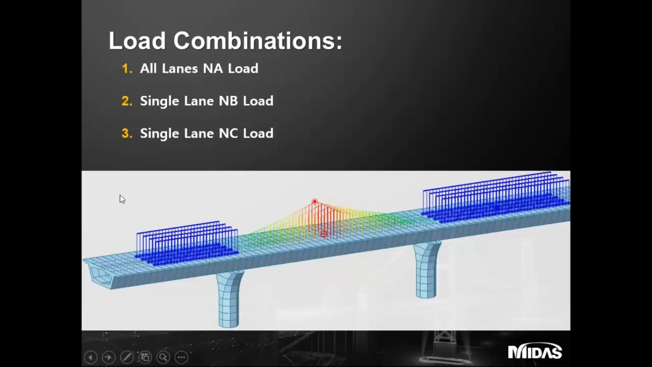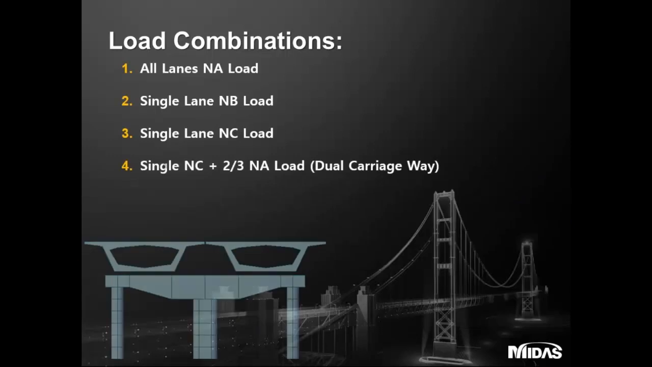And then simple NC load. So NC load, the code says that it has to be at the center of the carriageway and with 1 meter offset on either side. So you could just define one lane at the center of the carriageway, or if it is some other profile, then that can also be defined and the software will load automatically. Also, if you are having multiple carriageways, then that load combination is also accounted for.